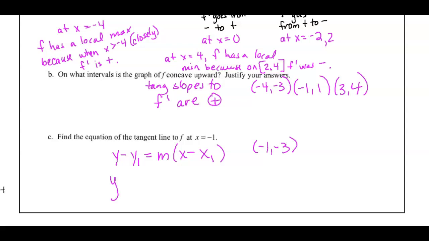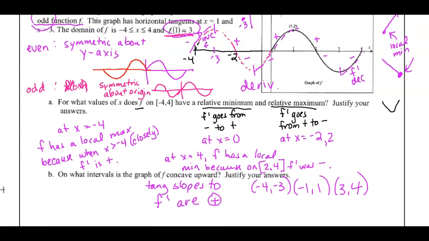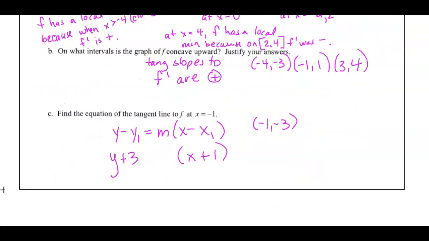So y plus 3 equals m times x plus 1, and then we need our slope. Remember, it's our slope at -1, and our slope is what's graphed. So we're going to go to -1 or go to +1, it doesn't matter. We know that our slope is 2 at +1. So at -1, our slope is -2. And you don't have to clean this up. That's good enough for me and the AP.